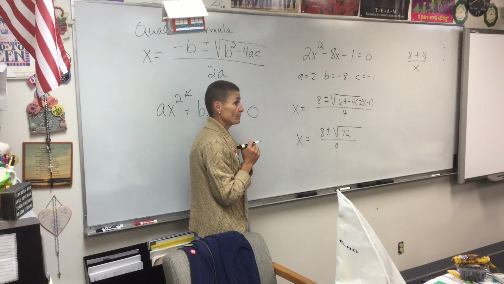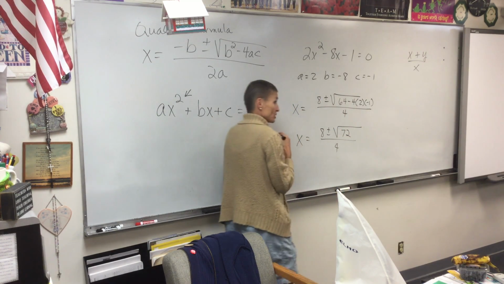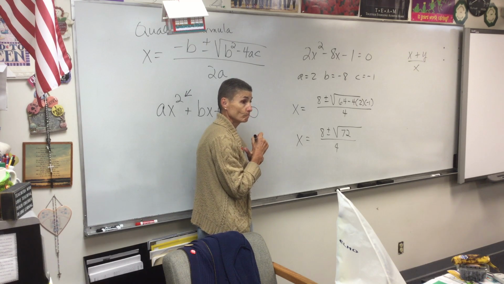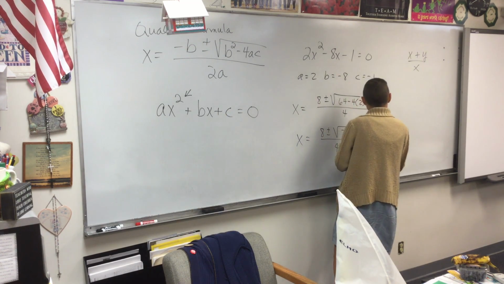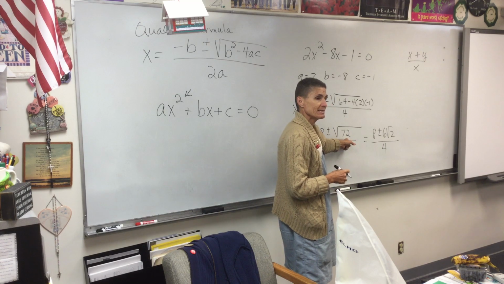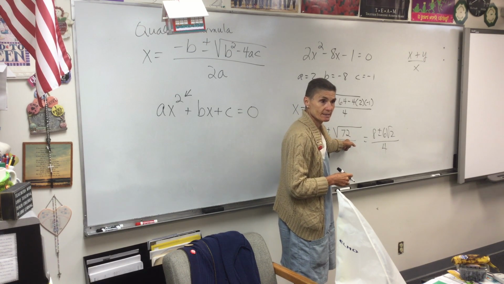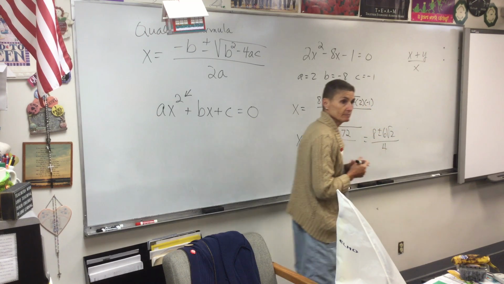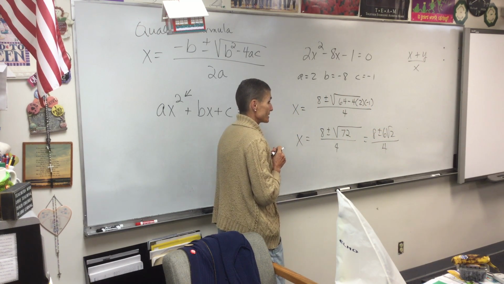Are we finished? No, because we've got a 72 here, which I bet breaks down to 6 root 2. You've already done it. And for those of you that are saying, what? Stop and think. This is 36 times 2. And the square root of 36 is 6.